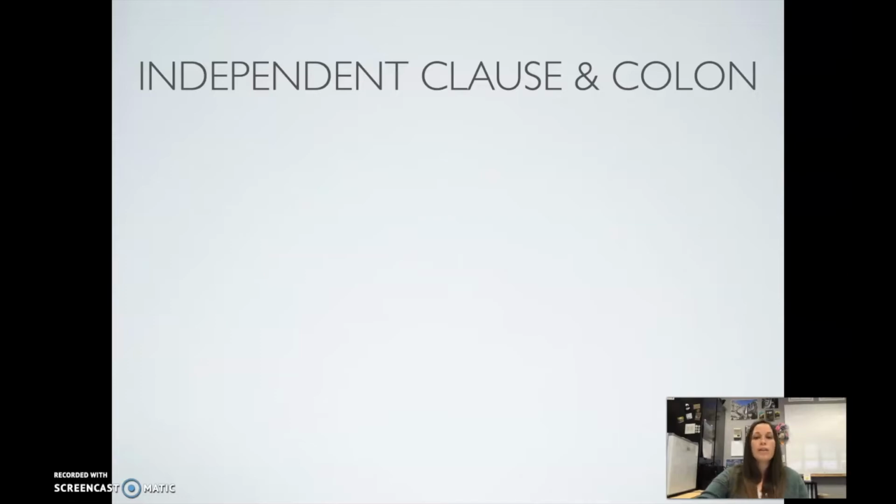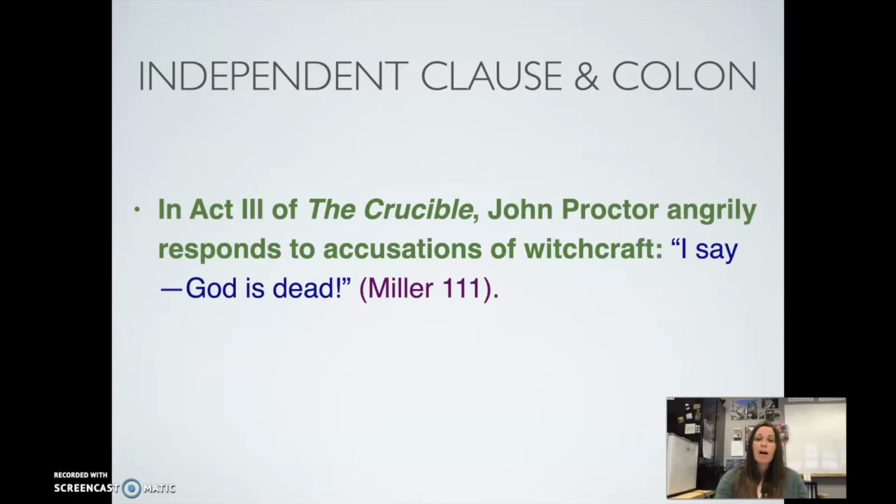So this is one way that you can integrate a quote into your sentence. You can start with an independent clause and then use a colon and then add your quote. Okay, remember that an independent clause is one that could be a complete sentence on its own. So look at the part in green. It says, in Act 3 of The Crucible, John Proctor angrily responds to accusations of witchcraft. Technically, that could be a sentence all by itself, okay?